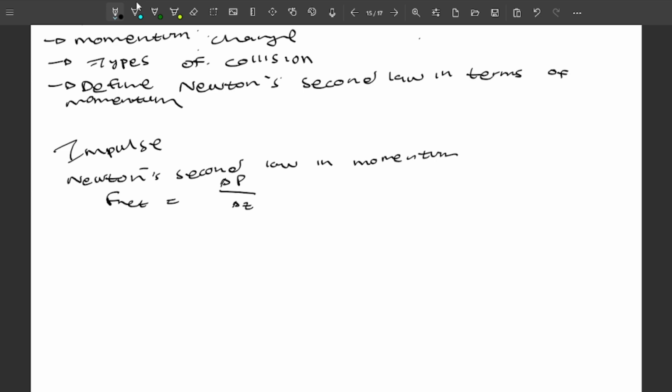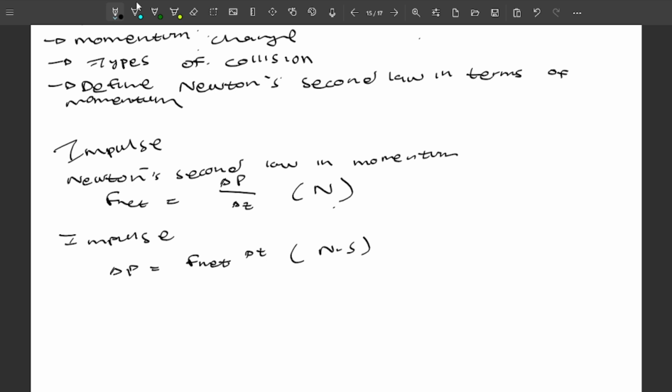Now, what is impulse? Impulse is defined by the formula change in P equals F net multiplied by change in T. And its unit is newton seconds. And this one, we already know, it's newtons. So we have already defined the two of them, and we now know what an impulse is. We now know what Newton's second law in momentum is, and the formulas of these two terms.